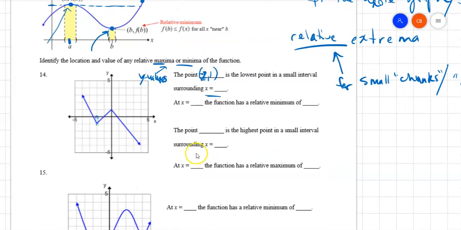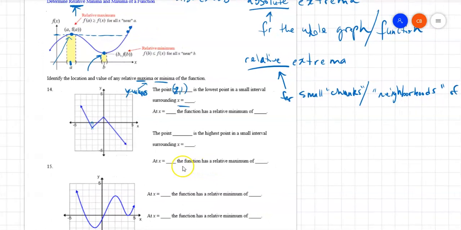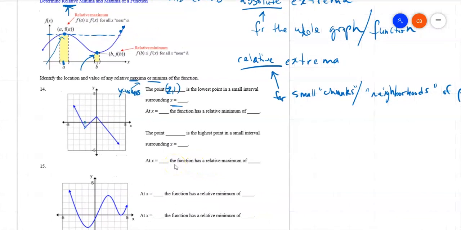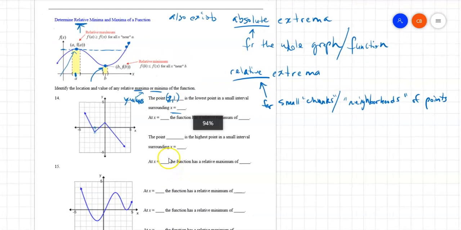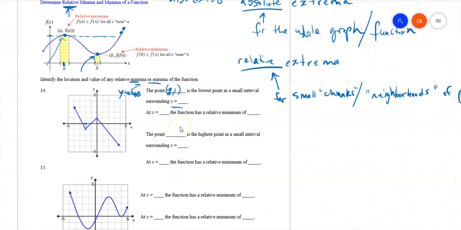Now that means that in that interval, and of course we're trying to get the right amount of zoom here, we are surrounding x equals -2, and that point is the lowest point in a very small neighborhood surrounding x equals -2. And so what we would say is at x equals -2, the function has a relative minimum of -1. Oh, and this should have been negative, I'm sorry for that one. It's the point -2, -1, of course.